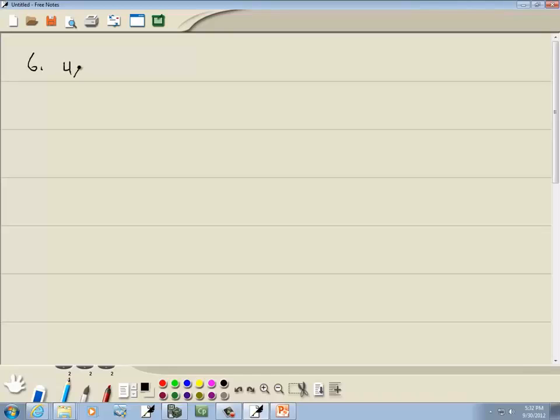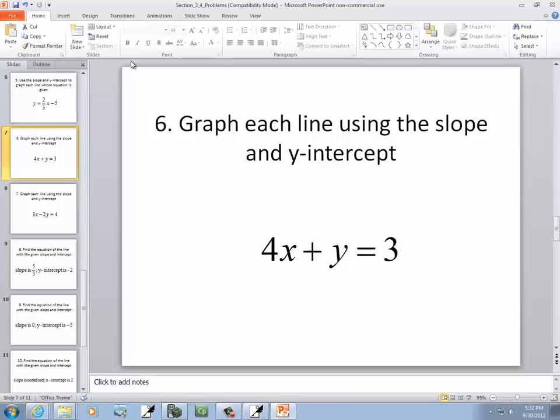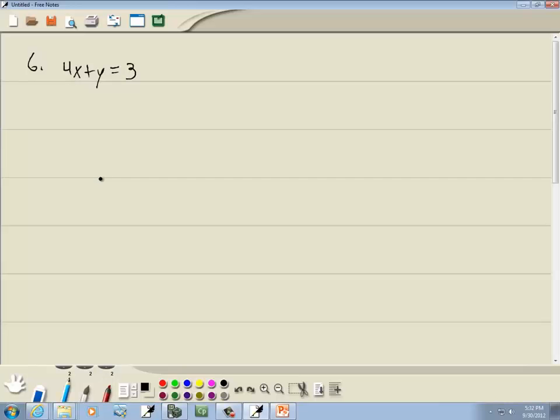We've got 4x plus y is equal to 3. It says graph each line using slope and y-intercept. Well, first thing we need to do is put it in slope-intercept form. We have to solve for y. So I take the 4x and move it to the right side. Anytime you take anything across your equals, your sign changes. That becomes negative 4x plus 3. Now this is in slope-intercept form. So the number that's in front of our x is our slope. So it's negative 4. I'll put it over 1. And our y-intercept is the number at the end, which is 3.